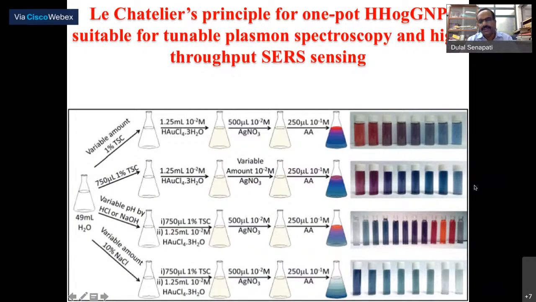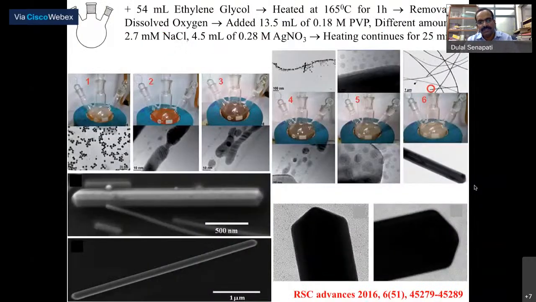So this is how we can do it. This method is a single step. Just one step: we mix everything, put it in, and then heat it. So it gives a nicely grown nanowire.